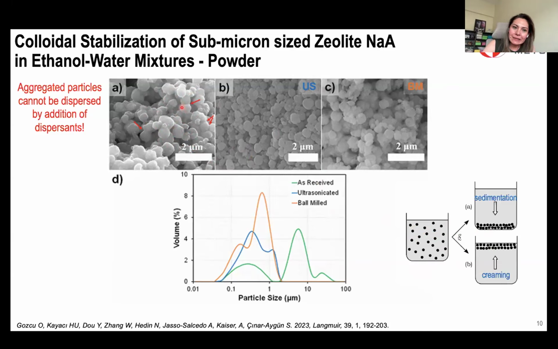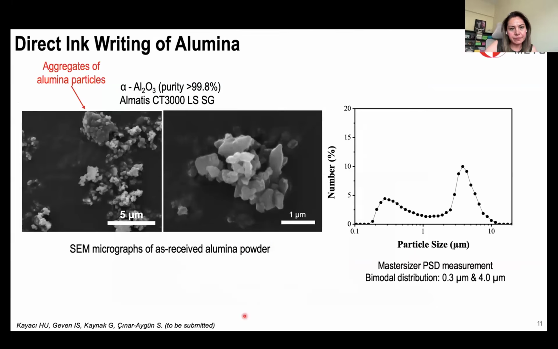And adding just additives, chemicals into that will not break those aggregates. So we need to physically break them. But while doing that, we also need to preserve the zeolite properties. We shouldn't give harm to that porous structure. So what we have done is we employ ultrasonication or ball milling, and those particles were soft enough. So just a few minutes of ultrasonication or simple ball milling was enough to break those aggregates, and we could start working with those pre-treated powders later on.